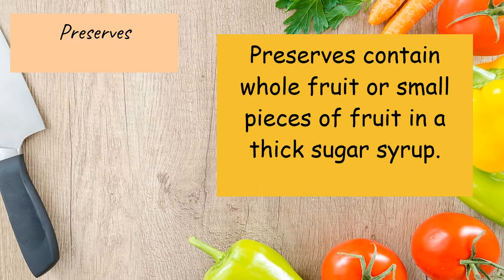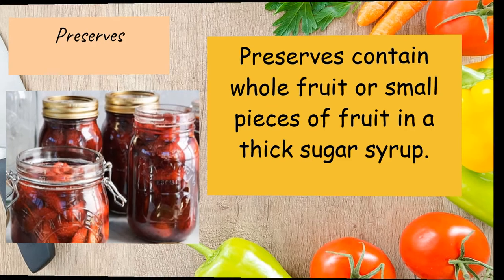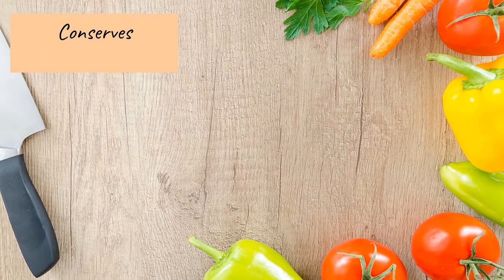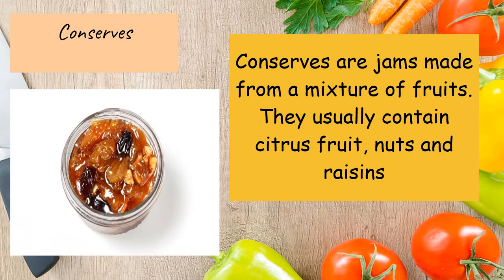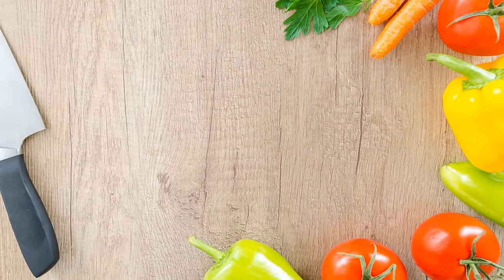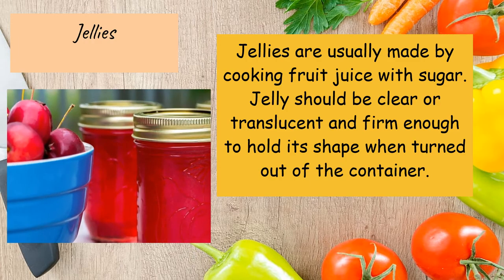Preserves. Preserves contain whole fruit or small pieces of fruit in a thick sugar syrup. Conserves. Conserves are jams made from a mixture of fruit. They usually contain citrus fruit, nuts, and raisins. Jellies. Jellies are usually made by cooking fruit juice with sugar. Jelly should be clear or translucent and firm enough to hold its shape when turned out of the container.